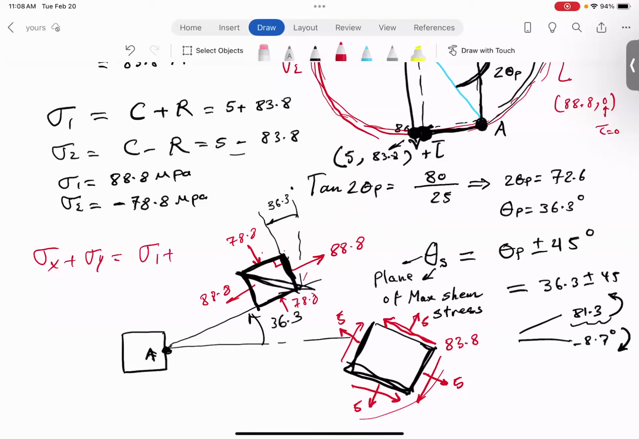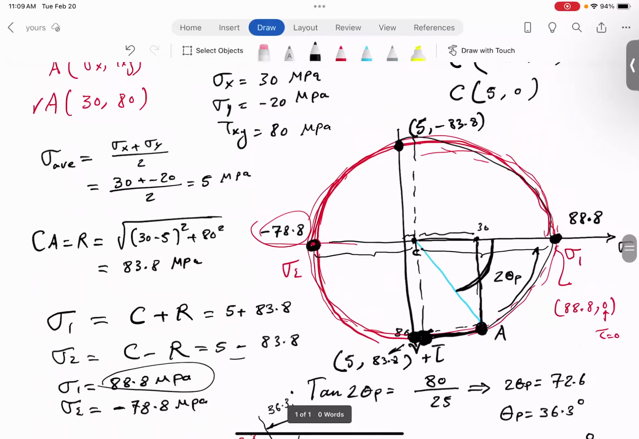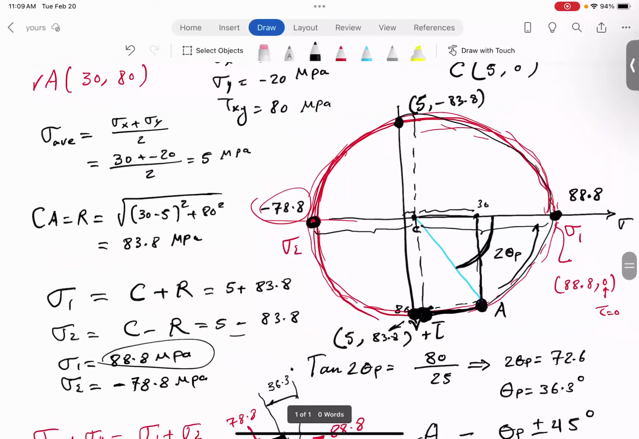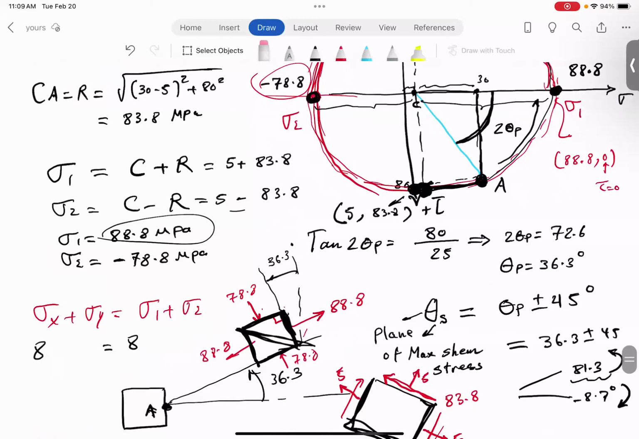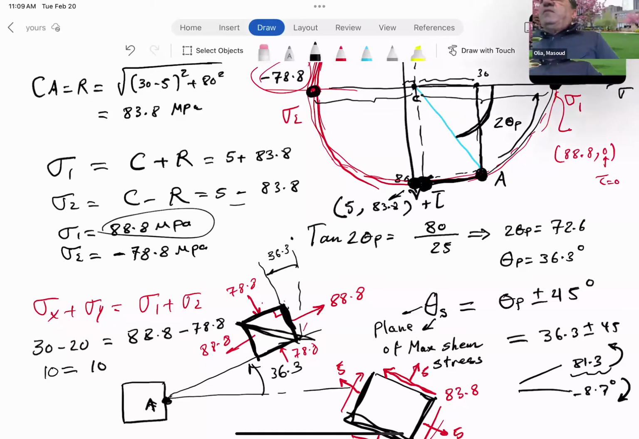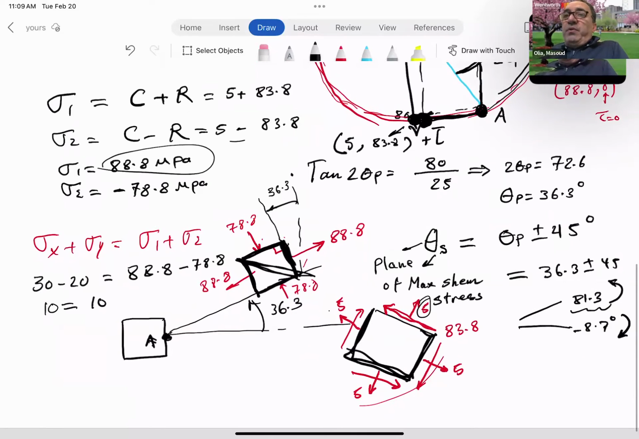One interesting thing, guys, about these principal stresses is that if you add sigma x to sigma y, that should be the same as sigma 1 plus sigma 2, and you can try that. You see here, sigma x plus sigma y is what? Sigma x was 30, sigma y was minus 20. Sorry, guys. 30 and minus 20. So now do the same thing. Sigma 1 is 88.8, and then sigma 2 is 78.8 negative. So you see in the end, they all come out to be 10. So basically what that says is that the sum of two normal stresses on 90-degree planes is a constant. And that happens also on this plane. Look, guys, 5 plus 5 is also 10.